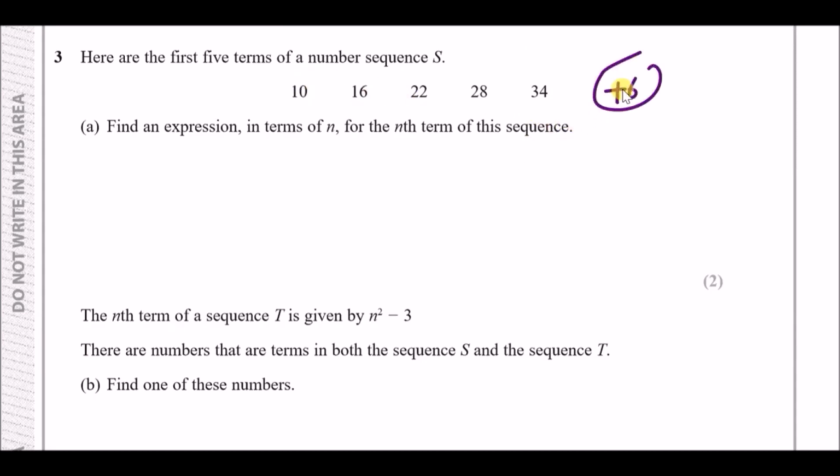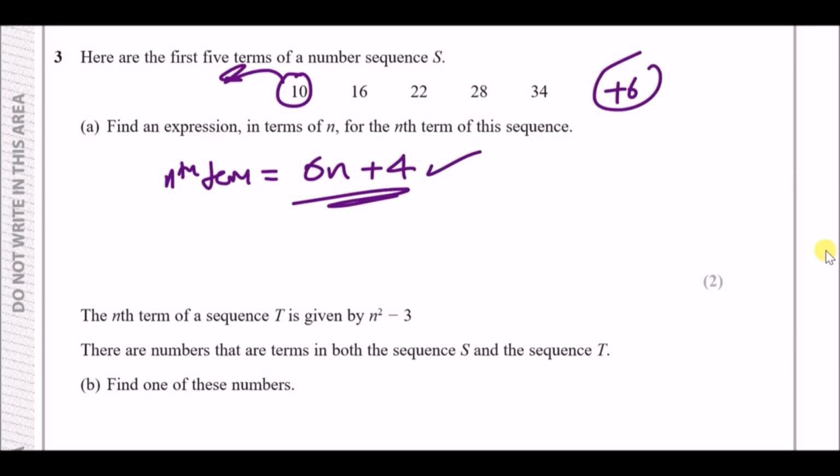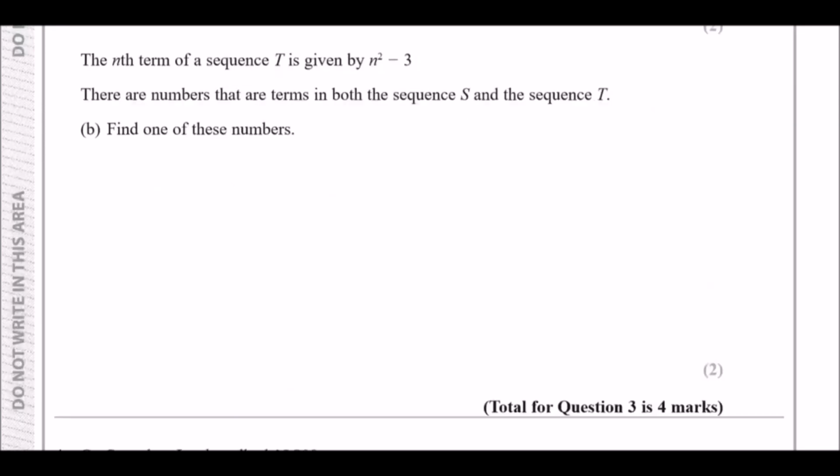And now for part A, when they want you to find the nth term, a nice little trick is to literally ask yourself again, what is it going up in? Well, it's going up in 6s, so it'll be 6n. And then we just circle 10 and just go 1 back. If we subtract this by 6, we get plus 4. And that's it, guys. That's literally my way of finding the nth term.